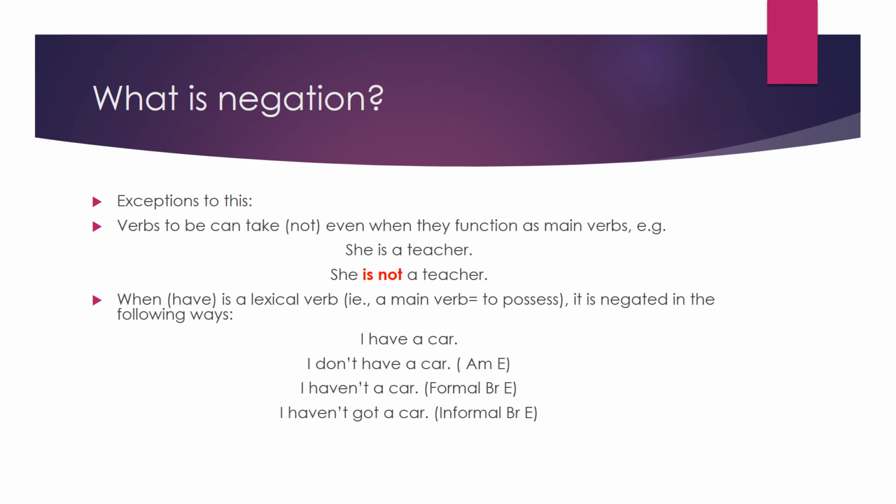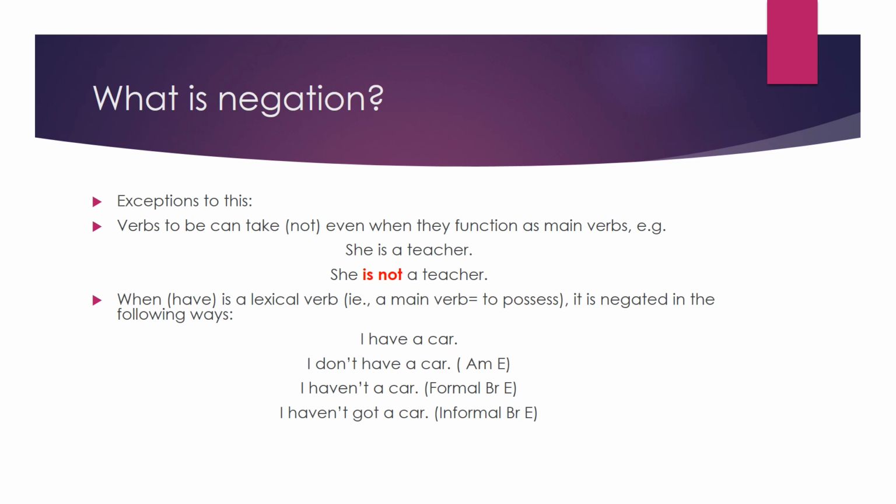Each form is used in a certain type of English. For example, if we have this sentence, I have a car, in American English, they prefer to negate such a sentence by saying, I don't have a car. They depend on the rule that says that since have here is a main verb, we cannot attach not to it, so it is better to use an operator, and the suitable operator to be used here is do, because the sentence is in present simple and the subject is I, so the sentence in the negative becomes I don't have a car.